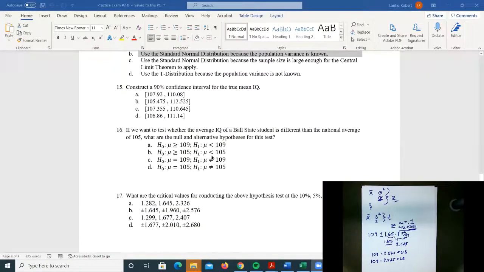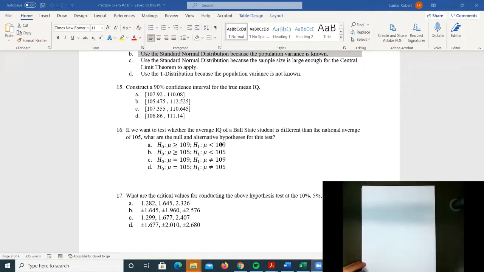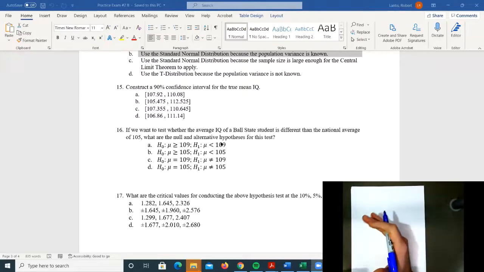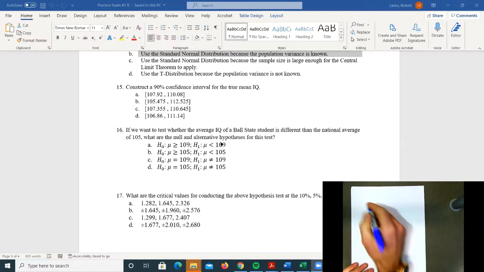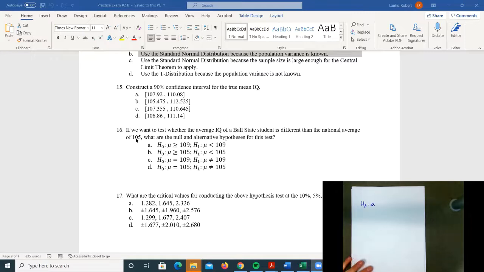So the next question says, all right, you've constructed this confidence interval, but maybe you want to do some hypothesis testing, right? So maybe we've got something like, I want to test for whether or not the average IQ of a Ball State student is different than the national average of 105. So what would my null and alternative hypothesis be here? Well, whatever I'm trying to test for, that's my alternative hypothesis, right? So if I want to know whether or not that true mean IQ of Ball State students is different than the national average of 105, anytime I see this term different than, I should be thinking about what sign of my alternative hypothesis.